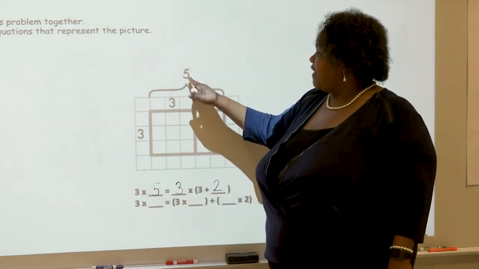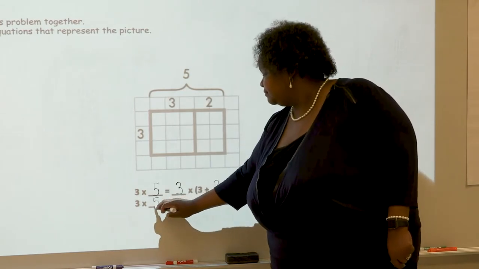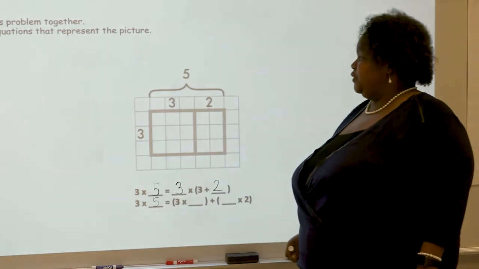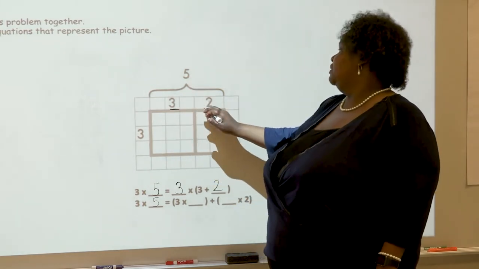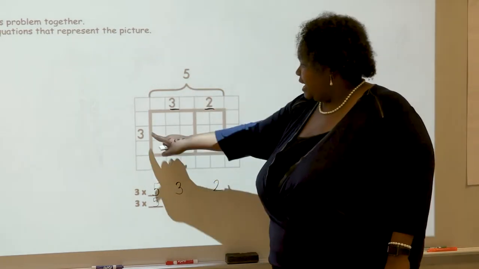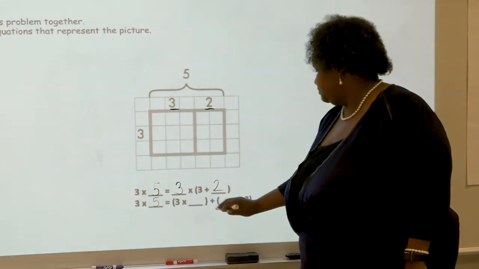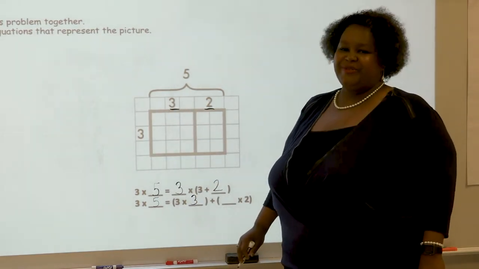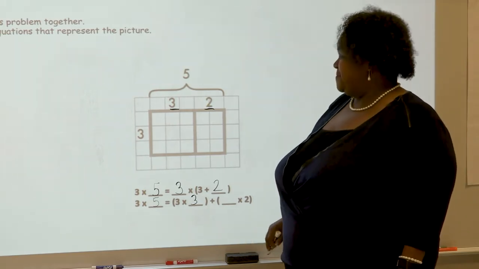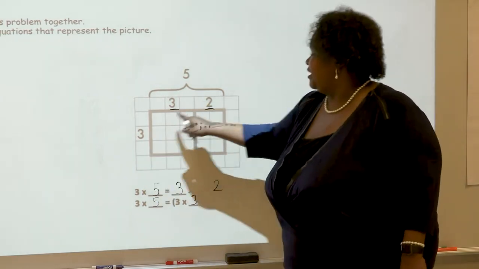3 times 5 is equal to, now they broke apart the 5 to a 3 and a 2. So I'd have to say 3 times 3. And what's the other one? 3 times 2.